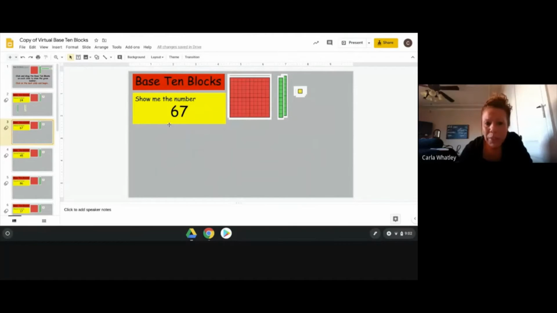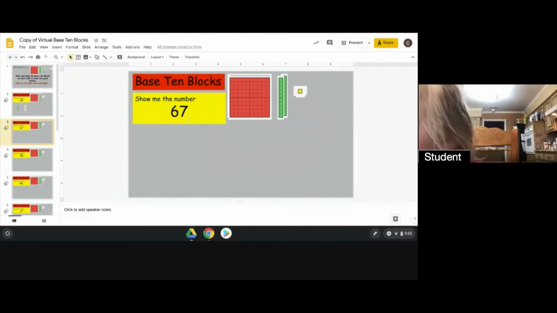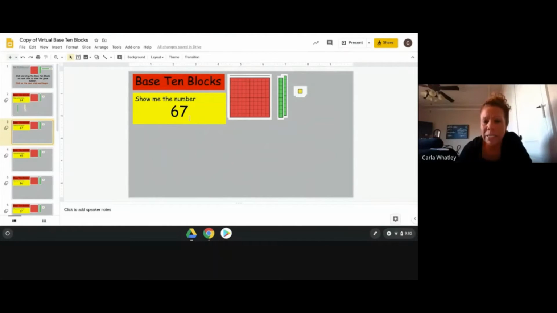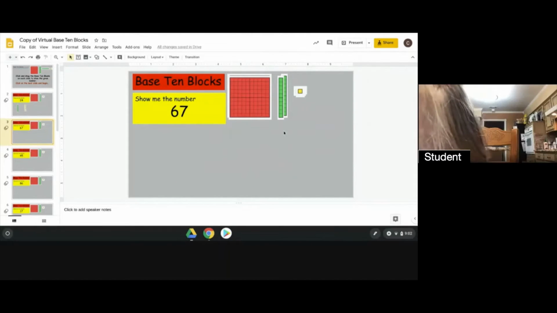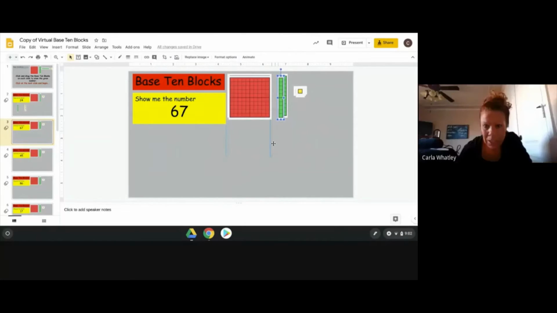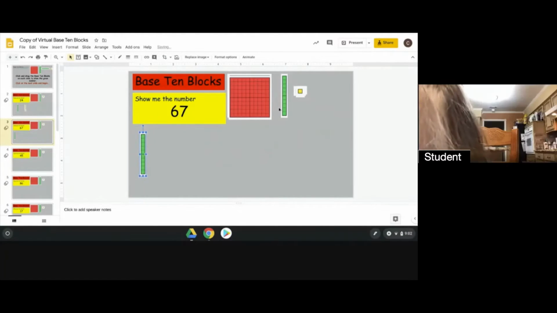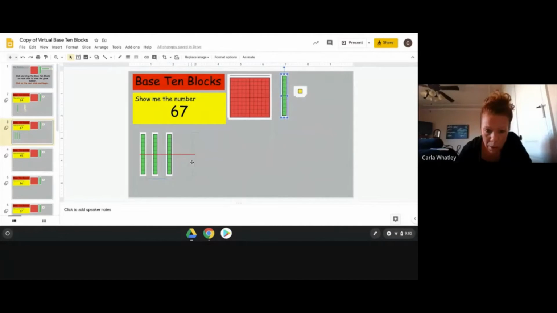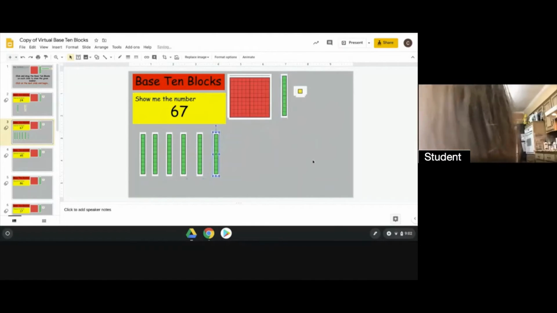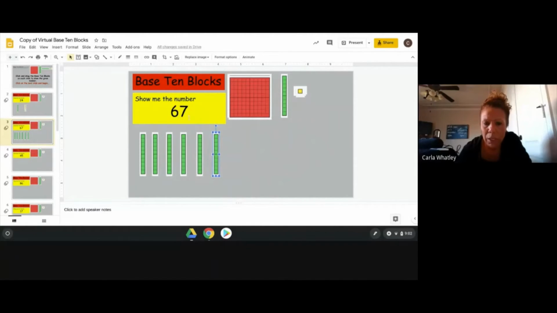What number are we doing now? Oh, 67. Okay, so tell me what we need to make 67. 6 tens. Okay, so you ready? Let's count by 10. 10, 20, 30, 40, 50, 60. So we have our 60 now. What do we need to go get? 7 ones. All right. So count it for me.